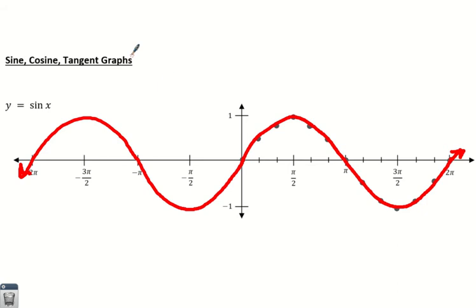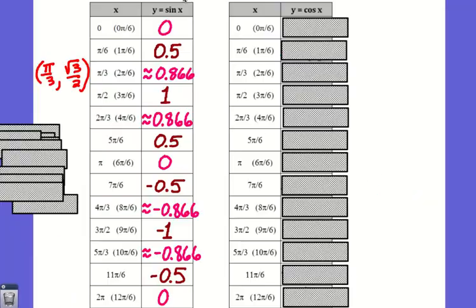So let me throw a vocabulary word at you right now and say that from here to here, or from here to here, whatever, this is one period of the sine graph, okay? From here to here, for it to do its thing through all the 360 degrees, that is one period of the sine curve. So moving on to cosine.